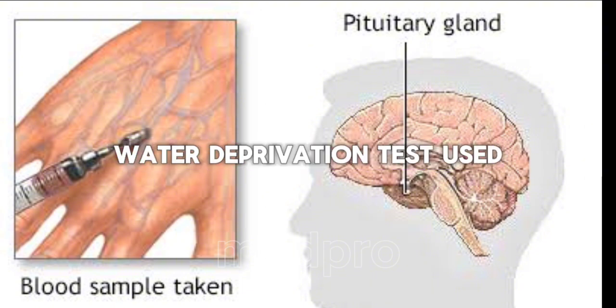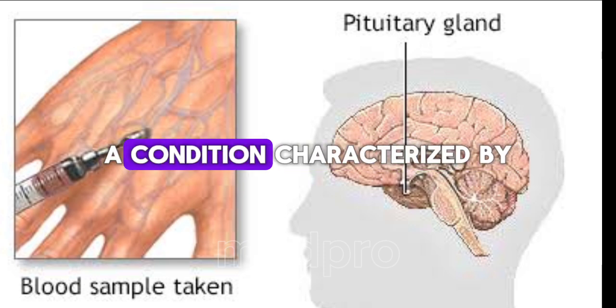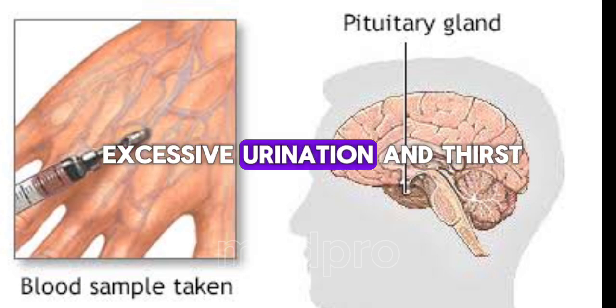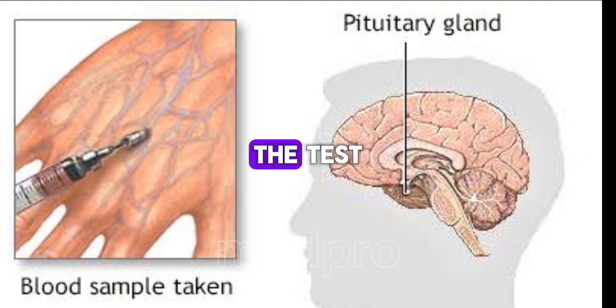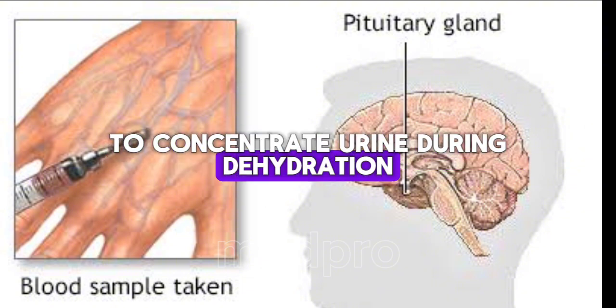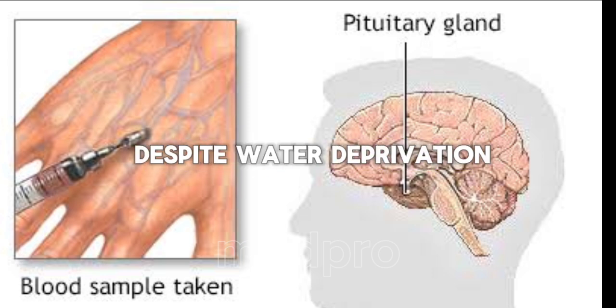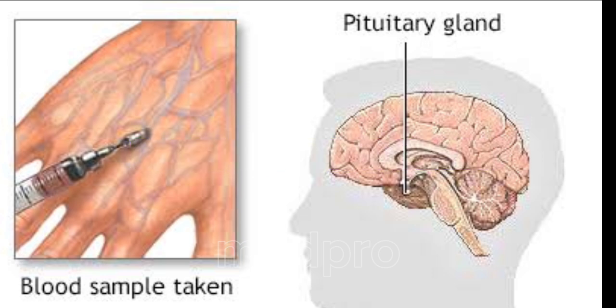Water deprivation test, used to diagnose diabetes insipidus, a condition characterized by excessive urination and thirst. The test evaluates the body's ability to concentrate urine during dehydration. In diabetes insipidus, the urine remains dilute despite water deprivation.